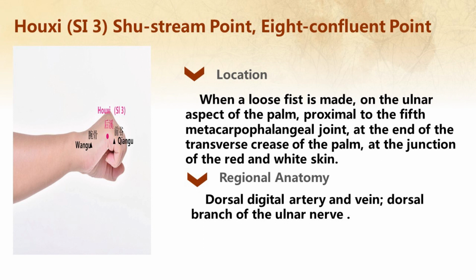The second point is 后溪. The acupoint is located when a loose fist is made, on the ulnar aspect of the palm, proximal to the fifth metacarpophalangeal joint, at the end of the transverse crease of the palm, at the junction of the red and the white skin. The location of this acupoint contains the dorsal digital artery and vein, and the dorsal branch of the ulnar nerve.